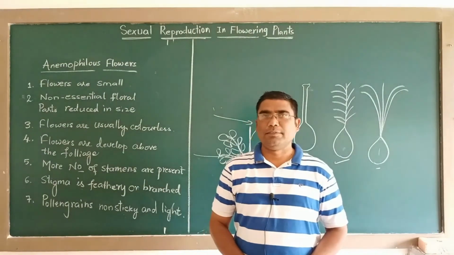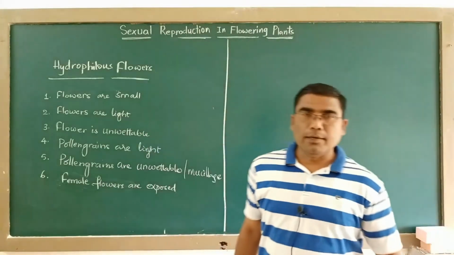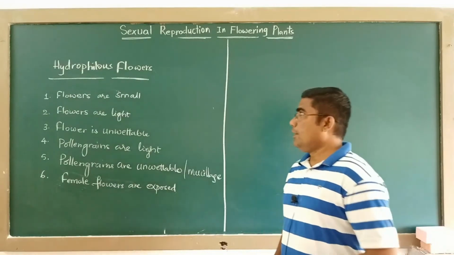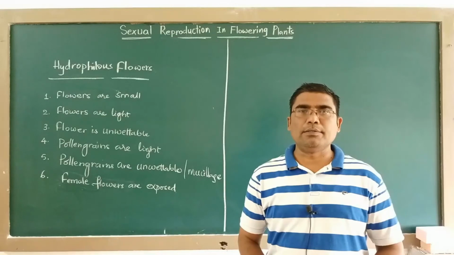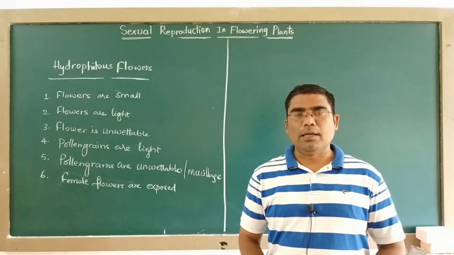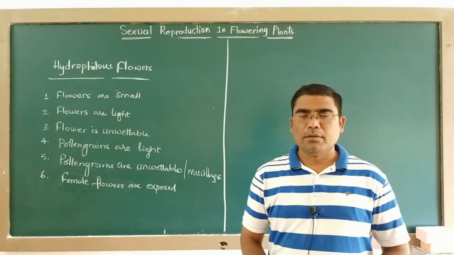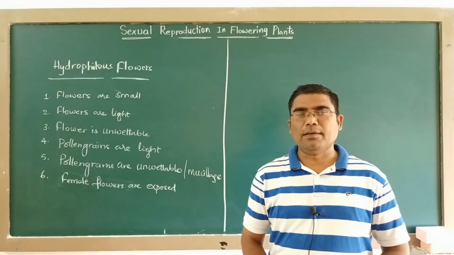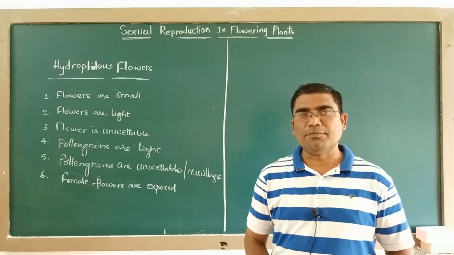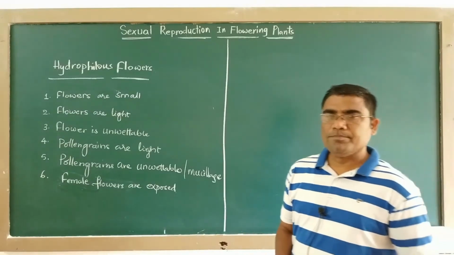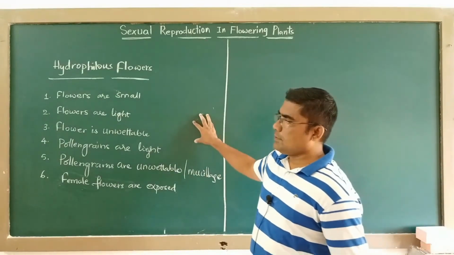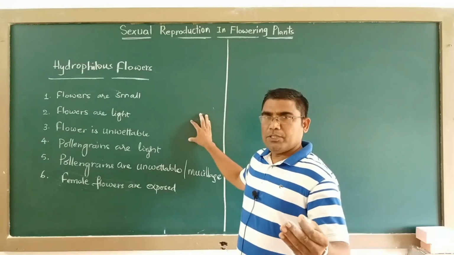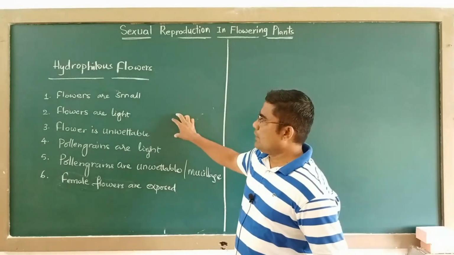Please remember these things. Okay, so our next concept is hydrophilous flowers. Hydrophily is cross-pollination which occurs through water, or with the help of water. And the flowers which perform hydrophily are called hydrophilous flowers. To perform hydrophily, these hydrophilous flowers show some special characteristics. What are those things?